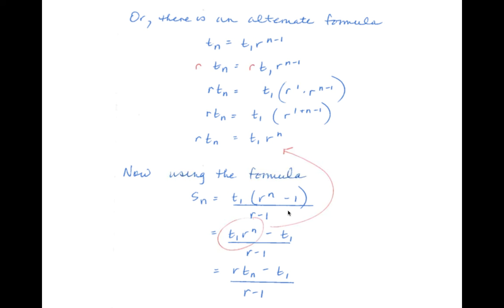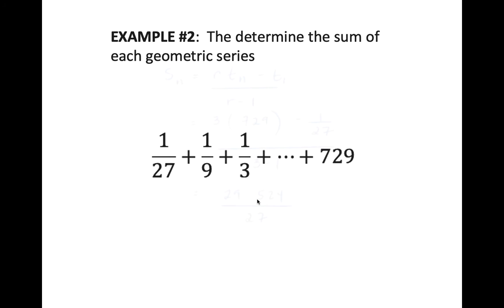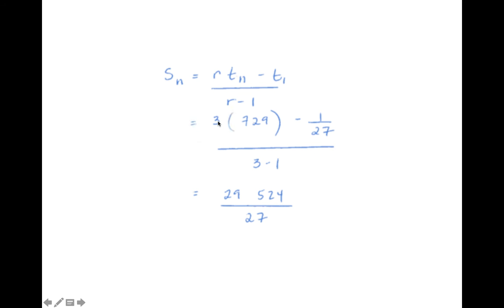I'm not going to take the time right now to actually talk about it, but if you're interested, pause the video and take a look at it so that you can see where this formula came from. For now, we're going to pretend and use it. So we know the ratio is 3. We know the last term was 7/29. Our first term was 1/27. Our ratio is 3. And sure enough, we get the very same answer.